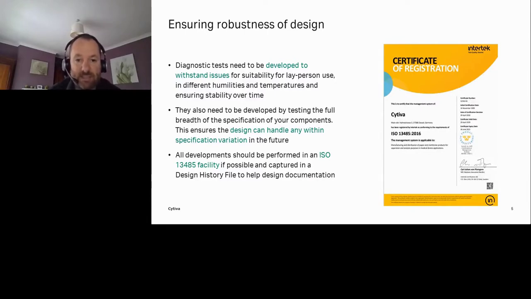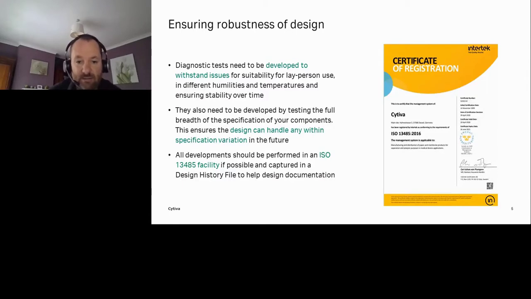So you need to be able to understand issues from layperson use. You're not going to have clinicians in all instances using these tests, so it has to be error-proof in some respects. It has to be able to work in different humidity and different temperatures, and it has to have good stability over time because you want to have your product on the shelf for as long a time as possible. They also need to be developed, and this one's quite important, using the full breadth of a product specification.